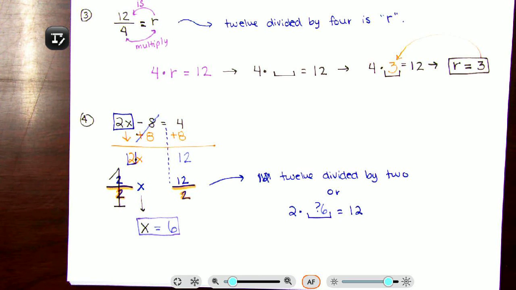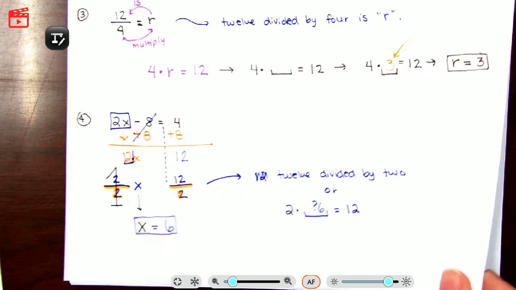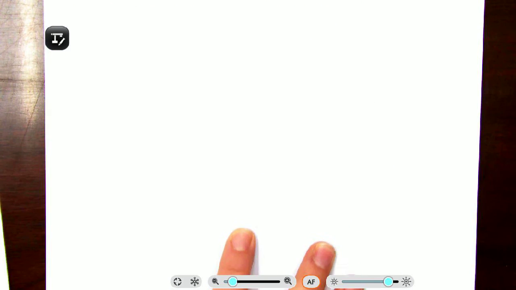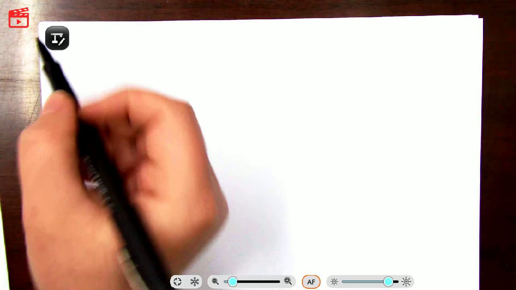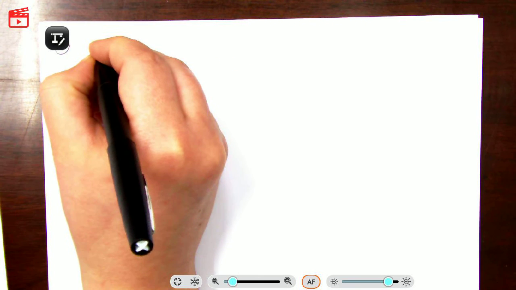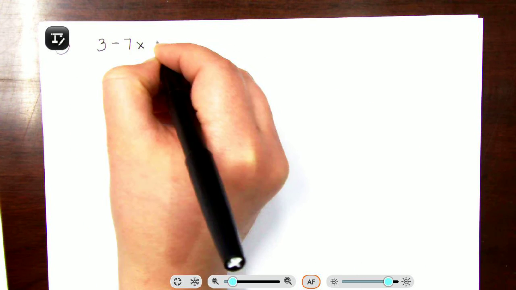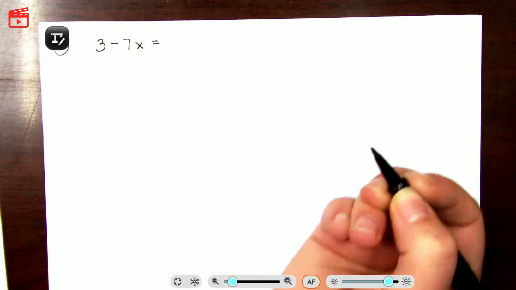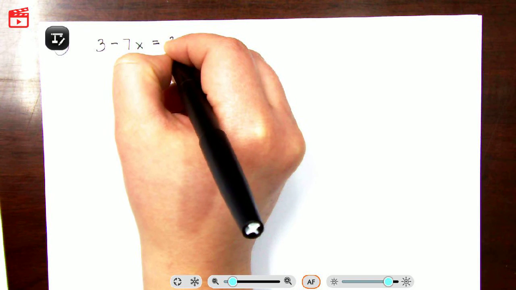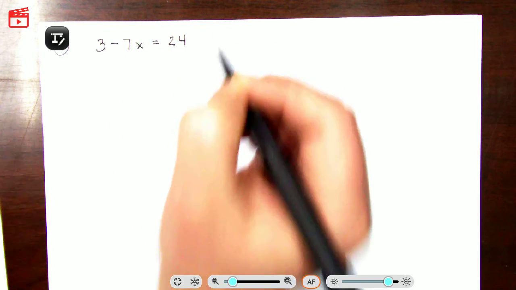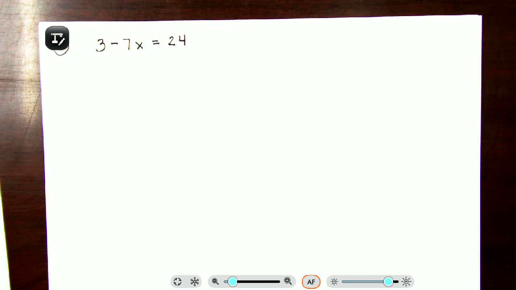Okay. Got one more for you. So we are on example number 5. Let me shift this up just a little bit. Oh, there we go. So example number 5, let's say we have something like this: 3 minus 7x is equal to 24. The steps are the same.